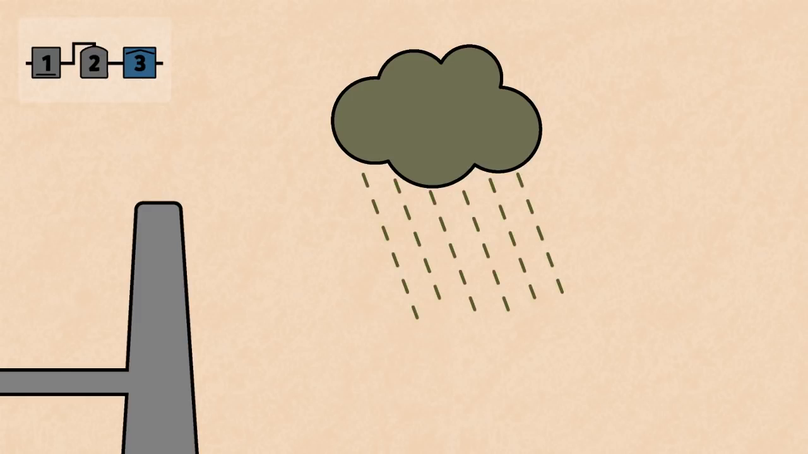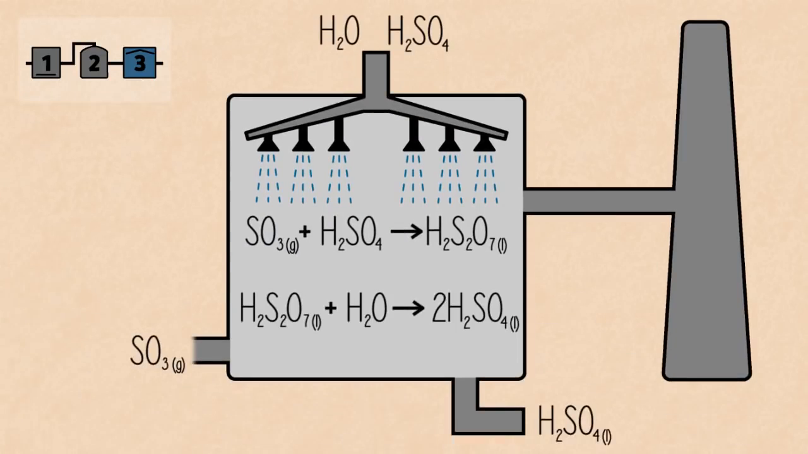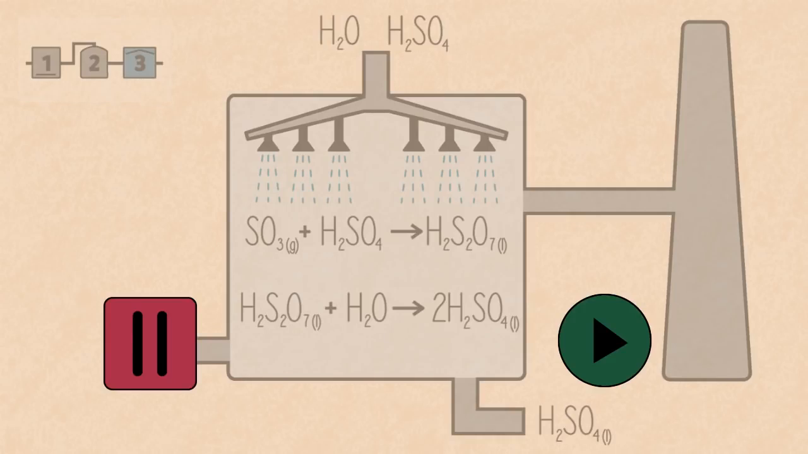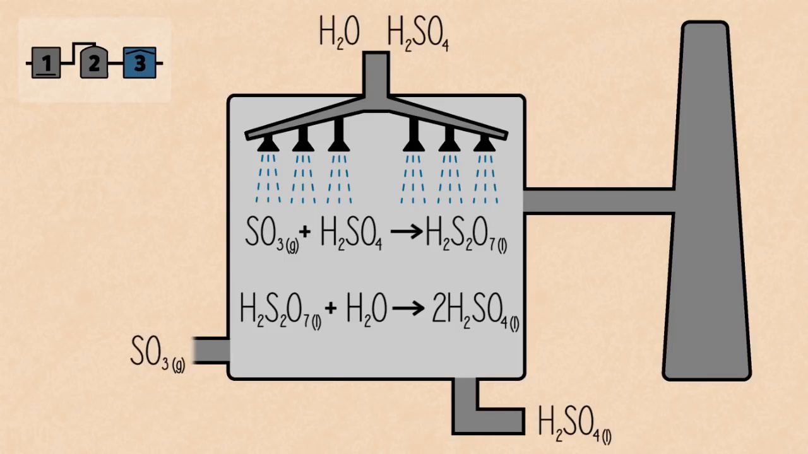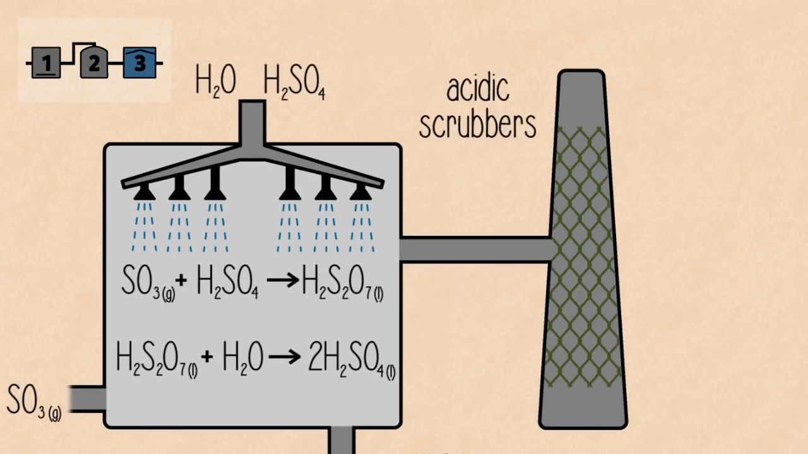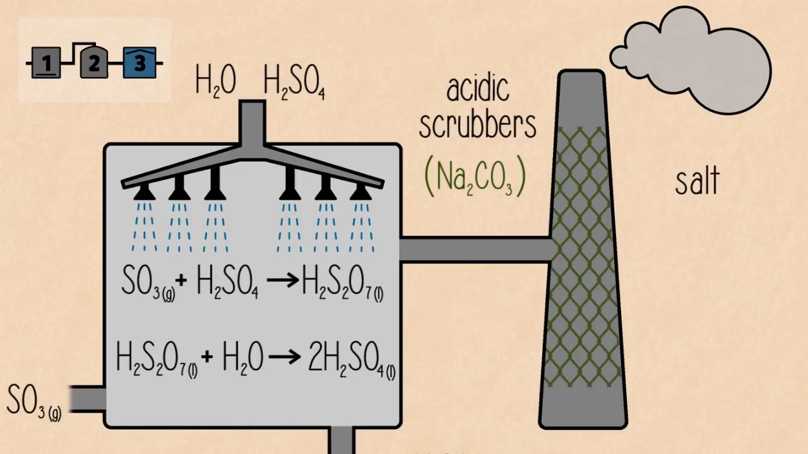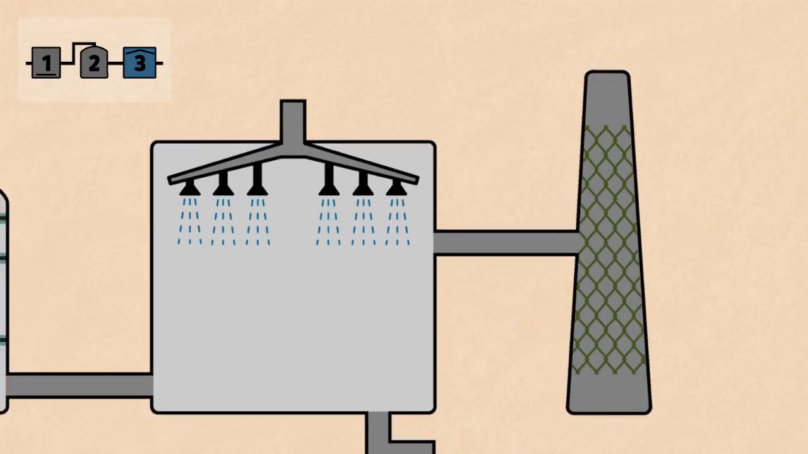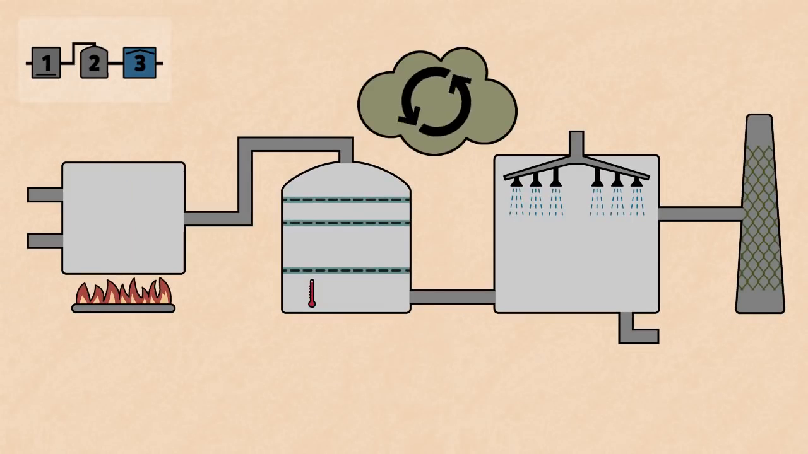Here's a challenge for you. What can you fit the chimney with to stop these gases from being released into the atmosphere? The correct answer is that the chimney is usually fitted with acidic scrubbers. These are bases like sodium carbonate. On contact, they neutralise the fumes, forming salt and water. Other ways to minimise the release of any sulfur oxides is by recycling gases between stages 2 and 3.